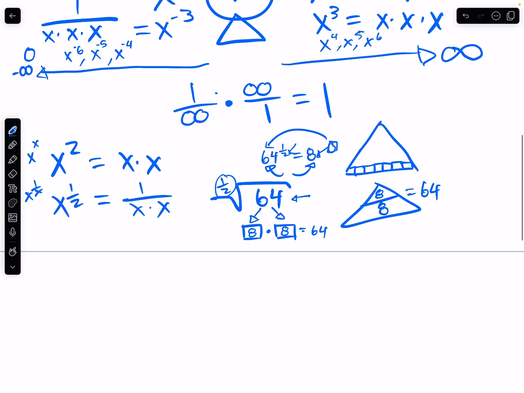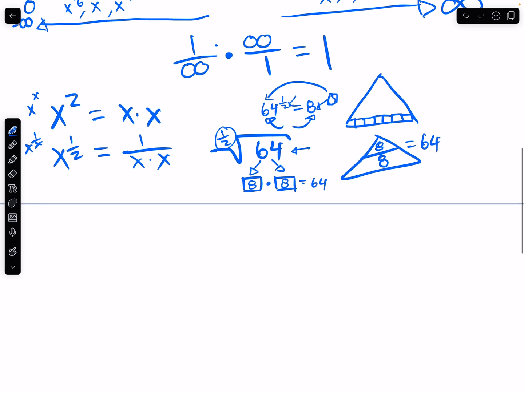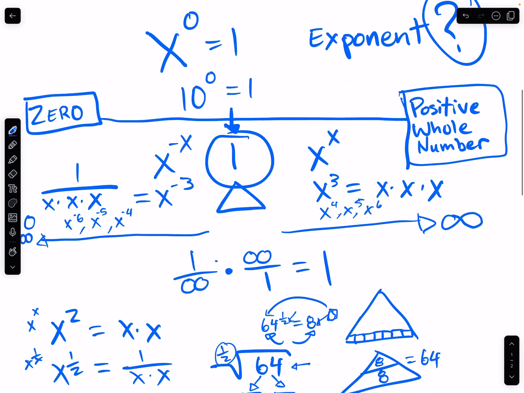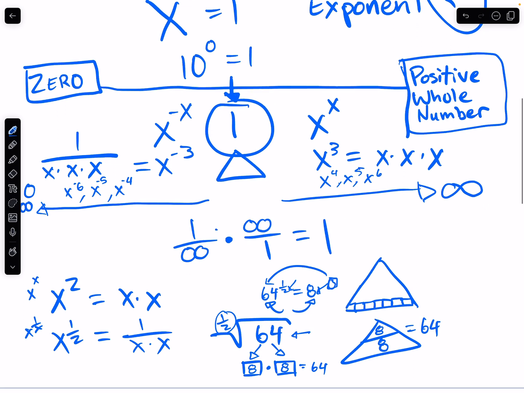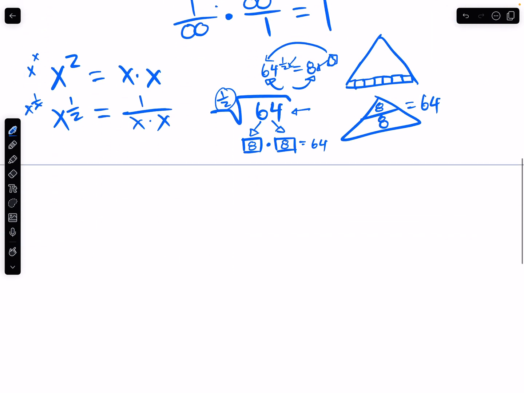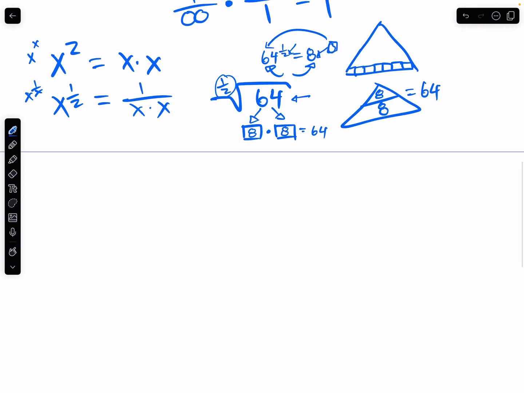So I want to now use this and extrapolate it with the whole 1 being in the middle, and 0 and positive, negative infinity and positive infinity, and negative infinity being 0. That's what's so interesting. So let's see.